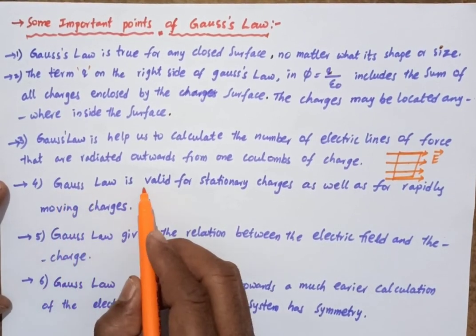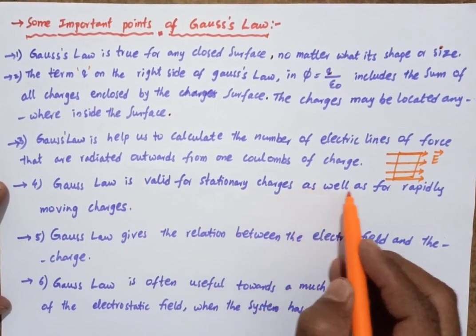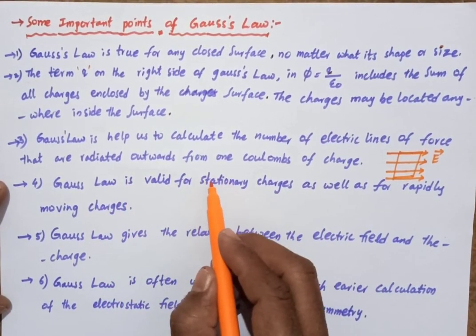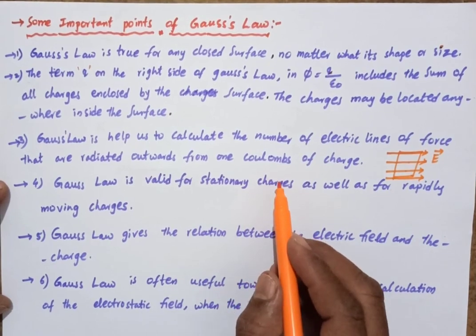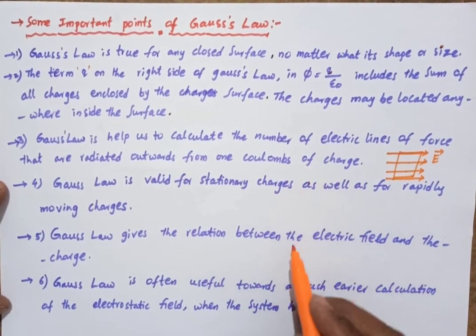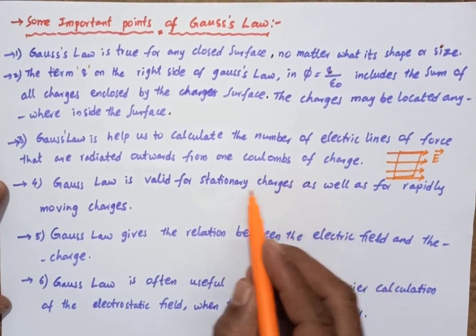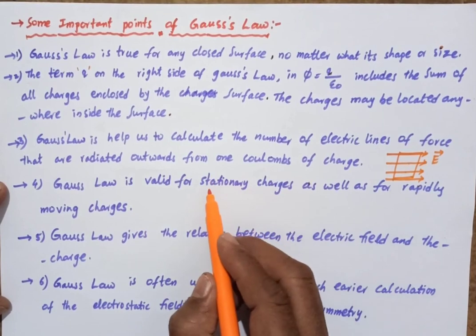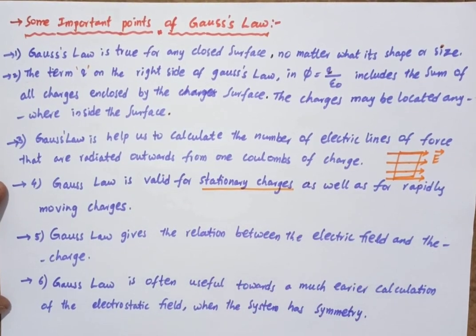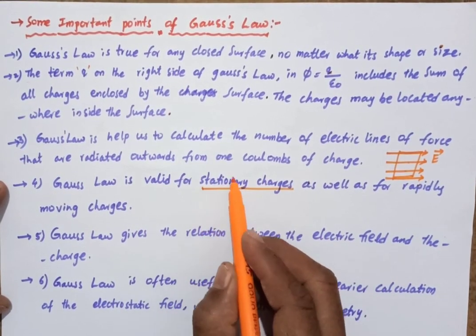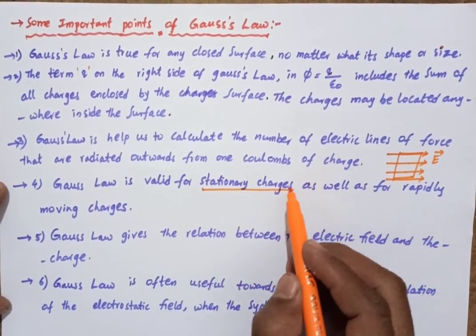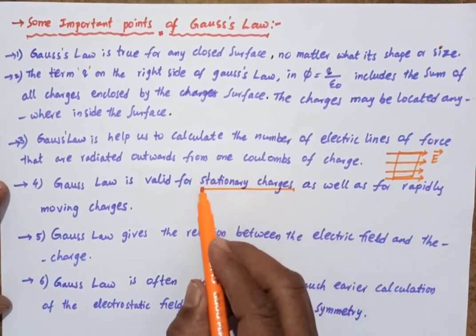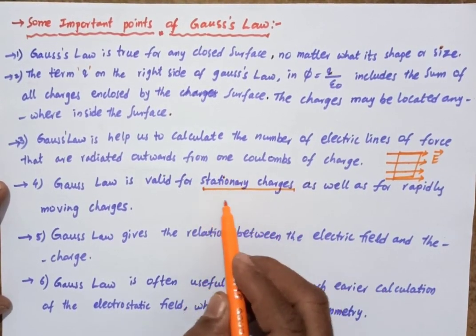Fourth one, Gauss law is valid for stationary charges as well as rapidly moving charges. It is valid for electrostatic charges and current electricity also. When the charges are moving rapidly, it is applicable, and it is also applicable for stationary charges. Stationary charges is nothing but the charge on a conductor at stationary motion, which is a constant position.